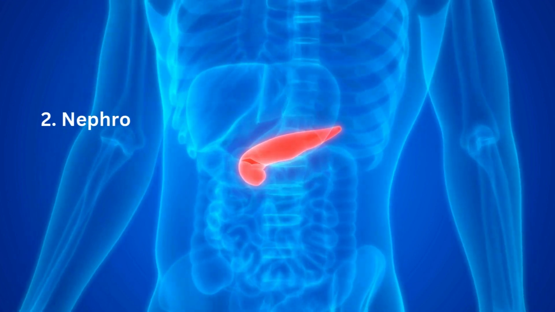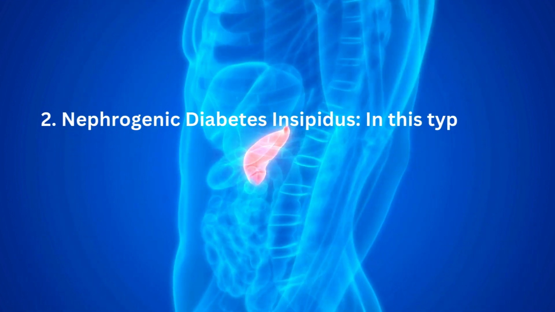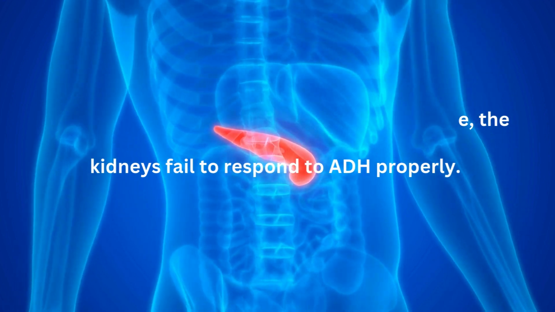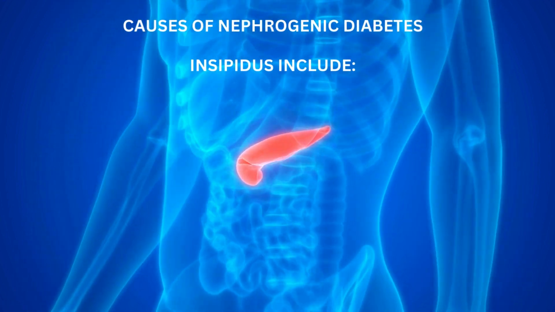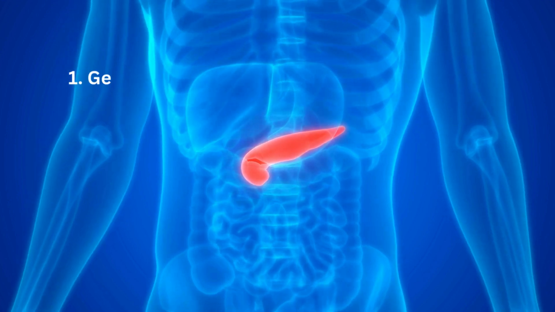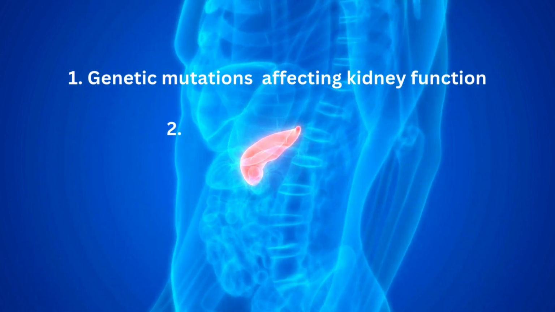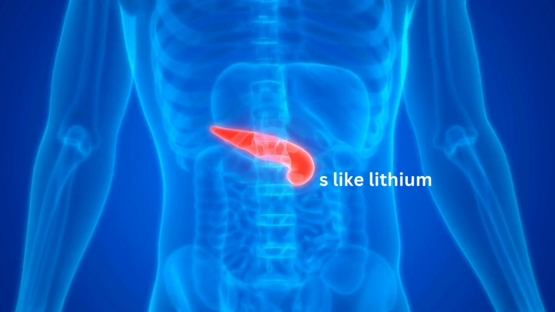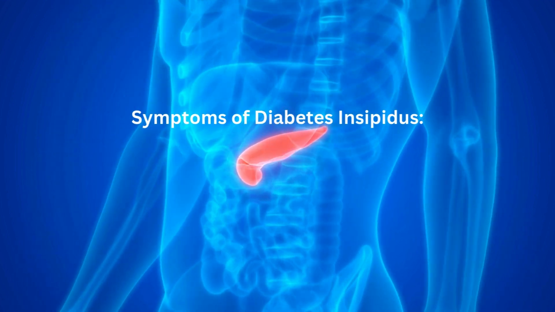2. Nephrogenic diabetes insipidus. In this type, the kidneys fail to respond to ADH properly. Causes of nephrogenic diabetes insipidus include: 1. Genetic mutations affecting kidney function. 2. Chronic kidney disease. 3. Certain medications like lithium.